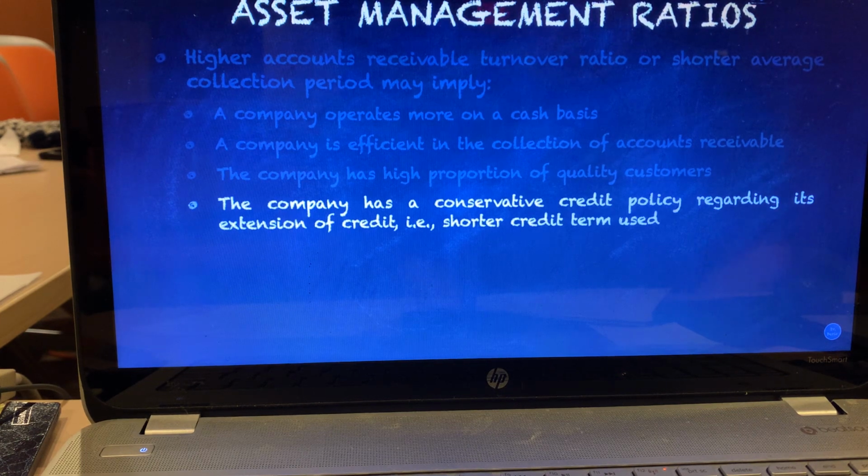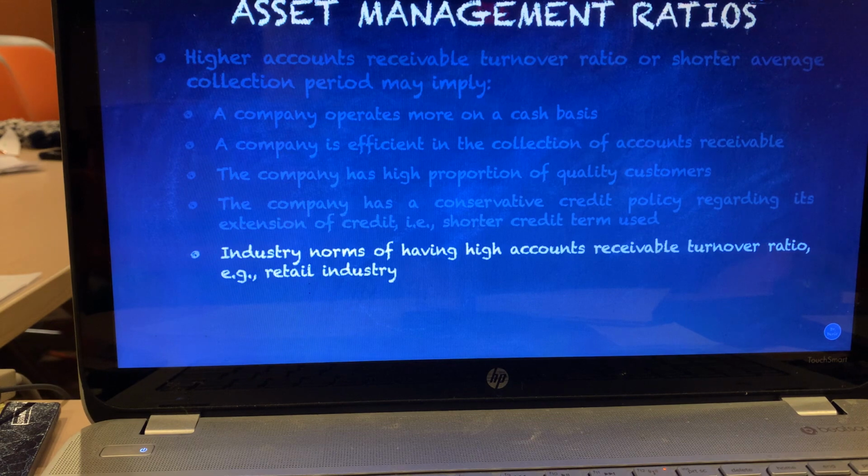The company has a conservative credit policy regarding its extension of credit. For example, the company offers a shorter credit term to its customers by requesting them to pay in a shorter period, which may result in faster collections and a higher accounts receivable turnover ratio. The company may only extend credit to customers with a good credit history and prompt payment records.